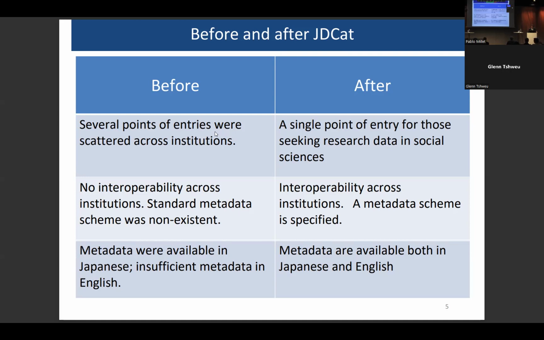Third, we asked each data center to make their metadata bilingual between Japanese and English. I believe the combination of a single point of entry and metadata in English makes a huge difference for international users interested in Japanese social science research data.